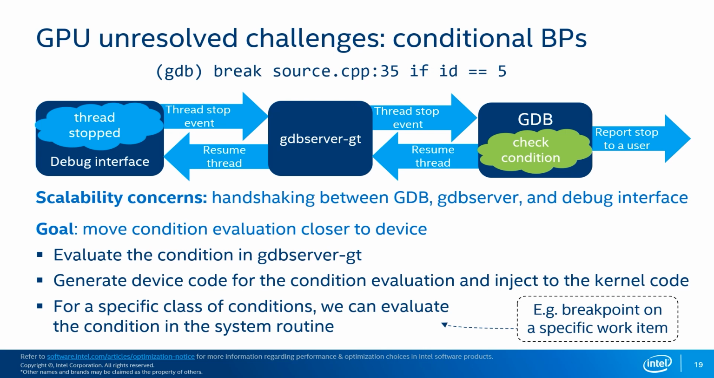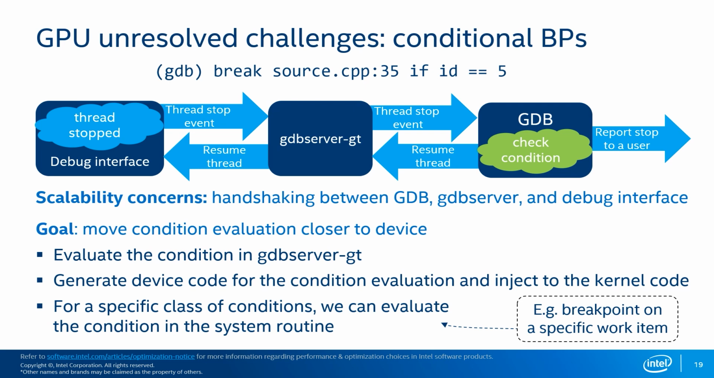With a thousand threads, we expect that this handshaking between GDB, GDB server, and the debug interface will become problematic. The idea is to move the condition evaluation as close to the device as possible. We are evaluating several options. The first one is to evaluate the condition inside the GDB server. Then GDB server would report to GDB only stops for which the condition is true. This would require translating the condition into some simple format which GDB server can evaluate.